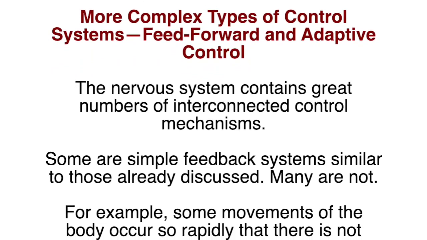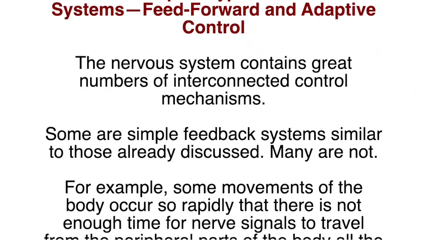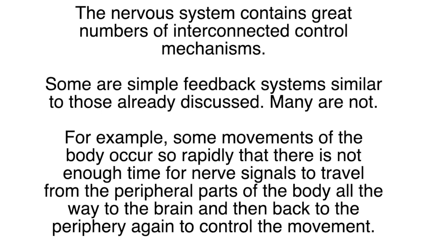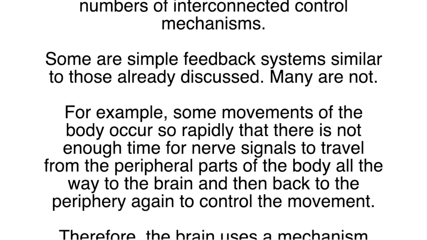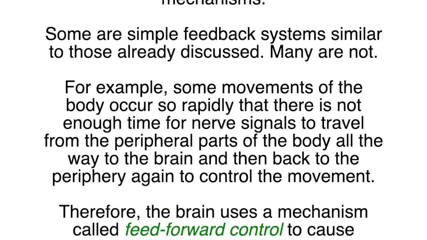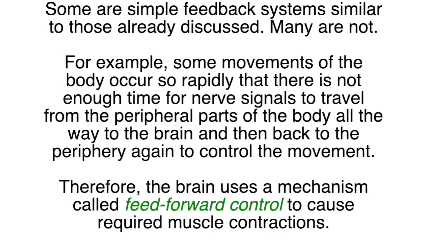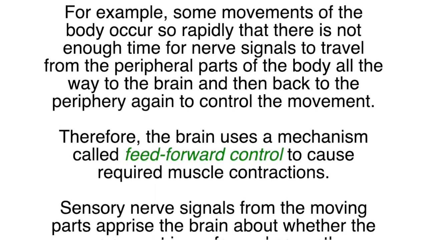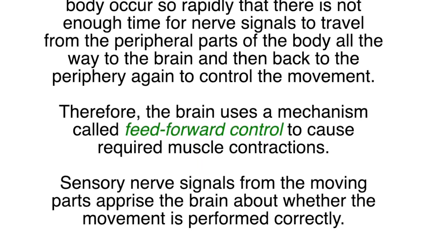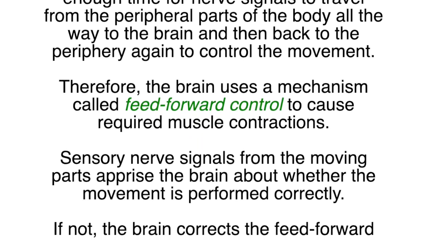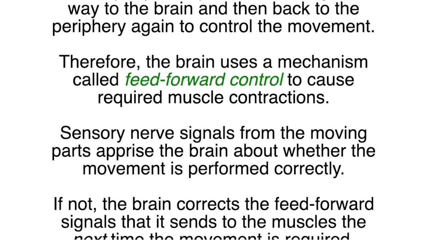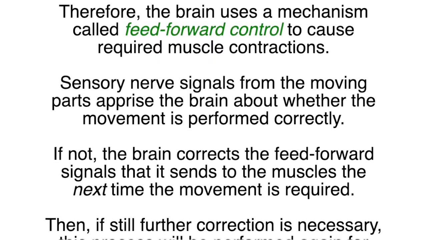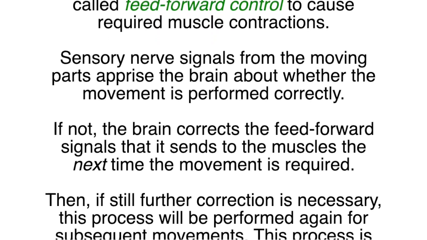The nervous system contains great numbers of interconnected control mechanisms. Some are simple feedback systems similar to those already discussed. Many are not. For example, some movements of the body occur so rapidly that there is not enough time for nerve signals to travel from the peripheral parts of the body all the way to the brain and then back to the periphery again to control the movement. Therefore, the brain uses a mechanism called feed-forward control to cause required muscle contractions.